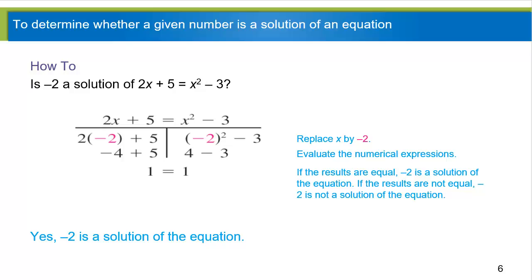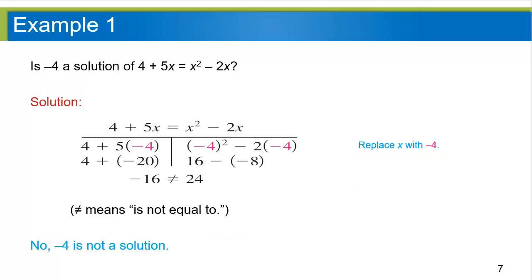Okay, figuring out if -2 is a solution of something a little bit more complicated, well, it still just means plugging it in. And you just have to remember your order of operations. 2 times -2 becomes -4. You add 5 to it, you get 1 on the left. -2 squared is -2 times -2, which becomes +4. 4 minus 3 is also 1. Since 1 equals 1, we see that -2 is in fact a solution of that equation.